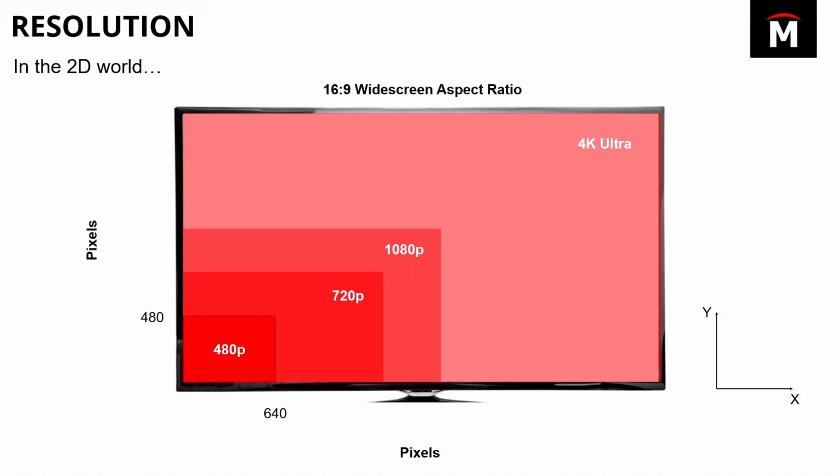So on a 16 by 9 widescreen aspect ratio, which is your typical screen size, say for 480p, you're looking at 480 pixels vertical by 640 pixels horizontal. So that's what makes up that 480 pixel area. And as you move up the chain into higher and higher resolutions, you can see that our number of pixels, our number of little dots and boxes all across the screen, are increasing. Up to 1080 and up to 4K Ultra, which has almost 4,000 pixels in the horizontal. That's actually where the 4K term comes from.